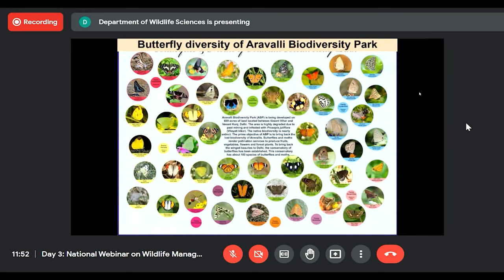So if you have butterflies in your area, multiplying and breeding, it means your area is a good one. So it is one way, apart from birds: if you identify and assess your butterflies, you can evaluate how much wildlife you have in any area. Next, please.